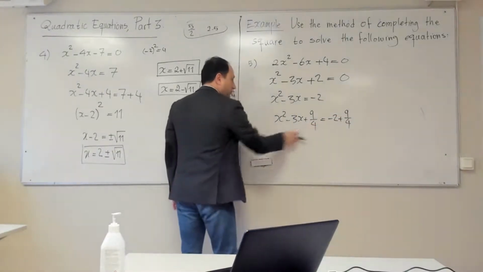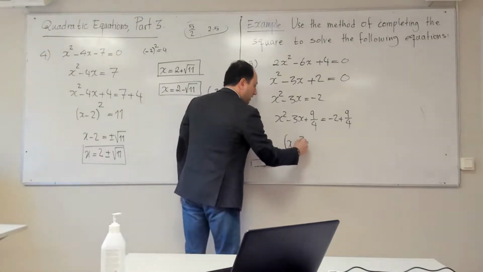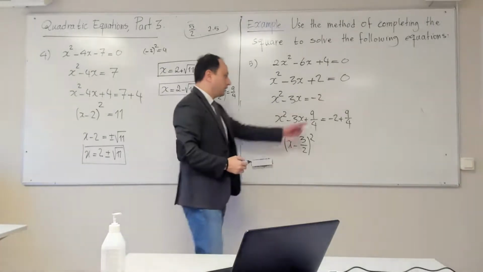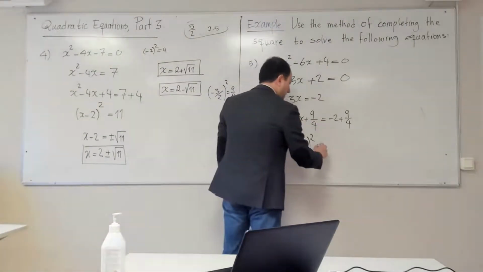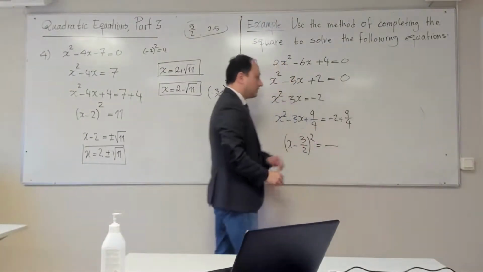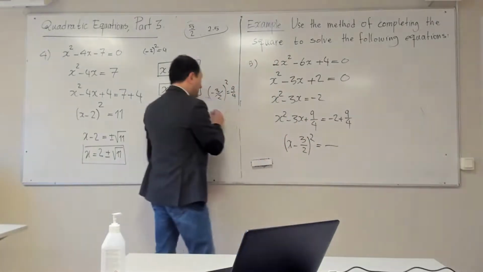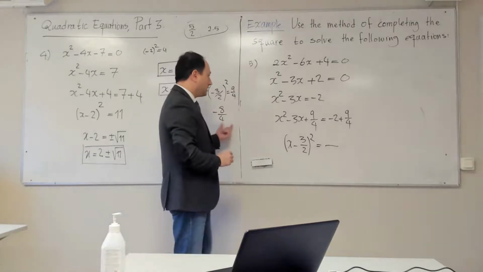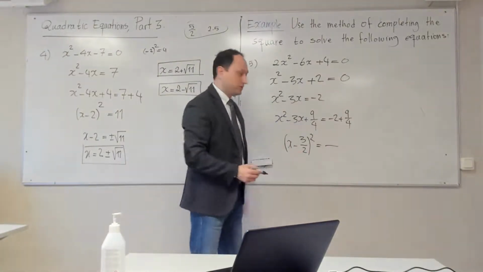And then collect the terms as before, so it becomes x minus 3 over 2 to the 2. Okay, and on the right-hand side, let me do this in my head. 9 over 4 added to minus 2 can be written as minus 8 over 4. That's another name of minus 2. Minus 8 over 4 plus 9 over 4 is just simply 1 over 4.